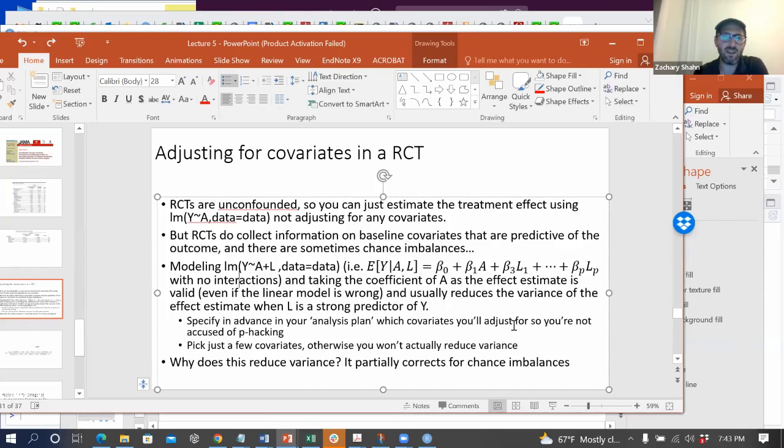So you should specify in advance which ones you're going to use, and in choosing which ones you're going to use, you should pick the ones that you think are most predictive of the outcome. And you shouldn't pick too many, because if you pick too many covariates, then you won't actually reduce the variance. So pick just a few, the ones that are most strongly associated with the outcome. This reduces variance because it partially corrects for chance imbalances in the covariates that might arise even with randomization.